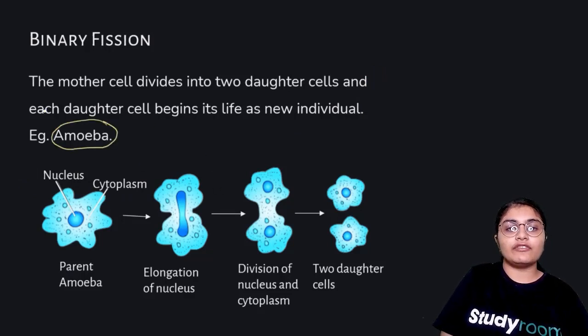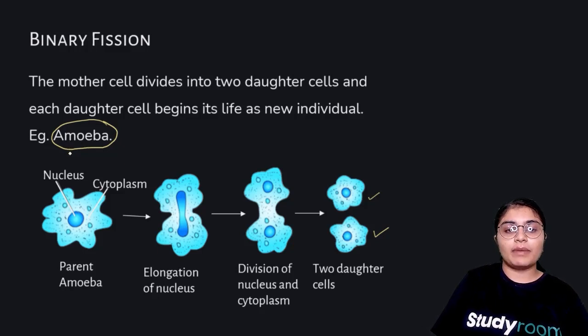Okay, so you have to define binary fission, where a single parent amoeba, you can see here, is getting divided into two daughter cells. There's an elongation of the nucleus, and then the division of cytoplasm eventually takes place, and there's the formation of two daughter cells. This happens in some of the organisms, and the most suitable example for this kind of binary fission is known as amoeba.